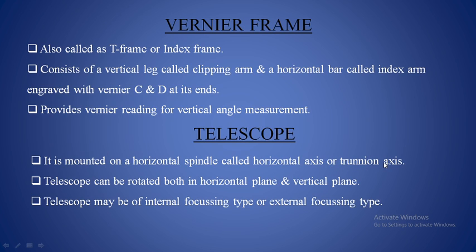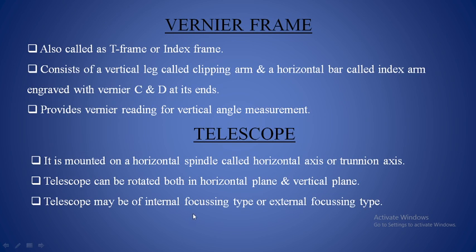Between the two A-frames, the telescope will be fitted and pivoted, and the telescope can be revolved 180 degrees in the vertical plane through the horizontal axis, which is passing through the standard frame and which is exactly perpendicular to the vertical axis. And here the telescope of the theodolite may be internal focusing type or external focusing type.